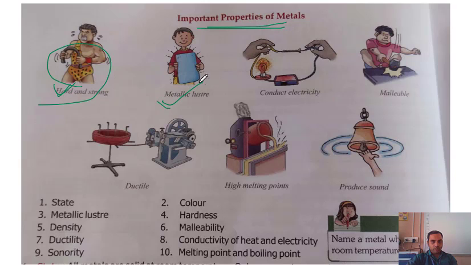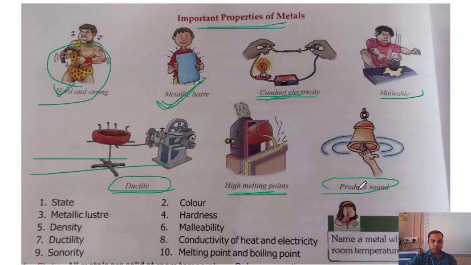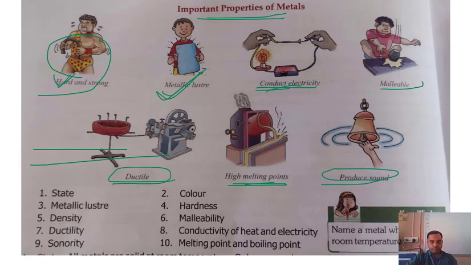They have metallic luster, that means they shine. They conduct electricity. They are malleable, meaning they can be converted into thin sheets. Okay. They are ductile. Ductile means you can convert metal into wire, like copper wire, aluminium wire. Their melting point is very high. Okay. And they produce sound. That means they are sonorous in character.